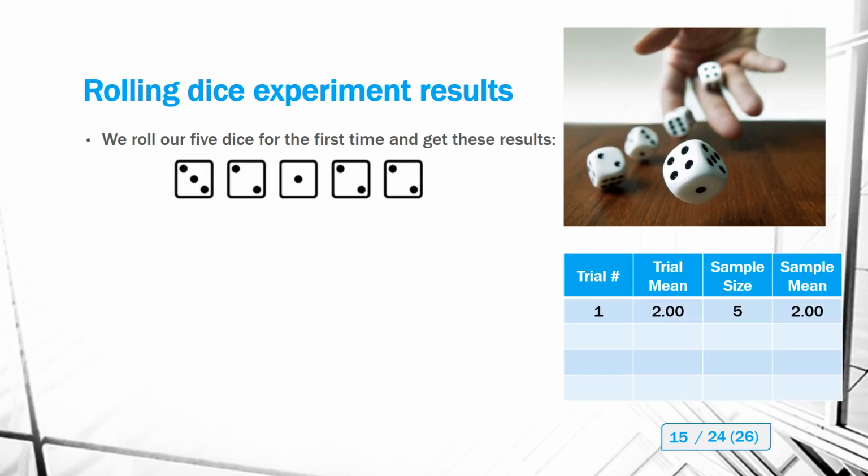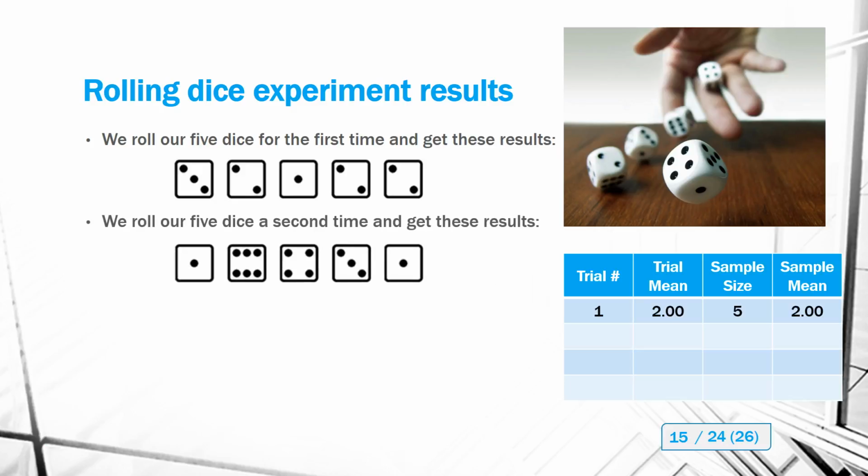So let's make a little table here to see how we're progressing as we move towards our expected value. So we've got one trial. The mean of the outcomes in that trial is 2. We take 3 plus 2 plus 1 plus 2 plus 2, we get 10. 10 divided by 5 is 2. Our sample size only has these 5 outcomes in it, so our sample mean is going to be the same as our trial mean. Let's roll the dice a second time.